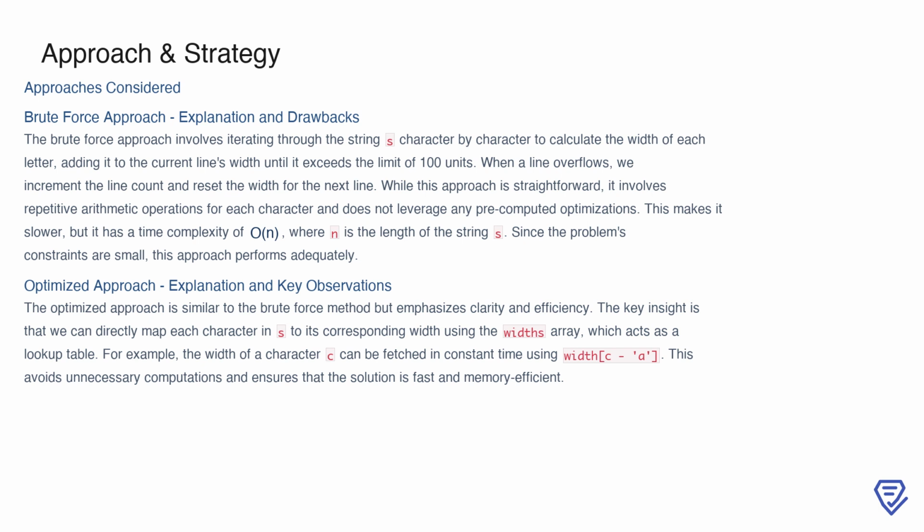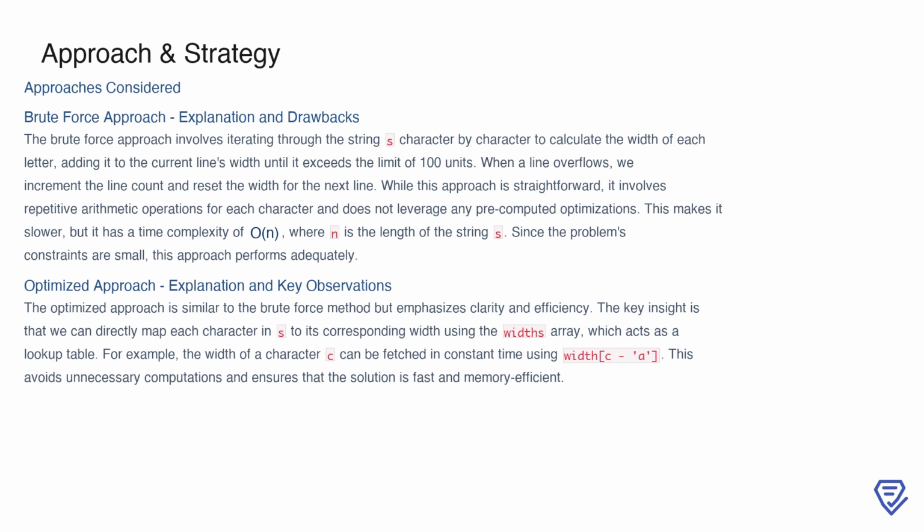If the total width exceeds the limit of 100 units, we start a new line, increment the line count, and reset the width for the new line. While this method is straightforward and works well within the given constraints, it does involve repeated arithmetic operations for every character, which could be seen as redundant. Although it has a time complexity of O(n), the lack of pre-computation or optimization makes it less efficient.